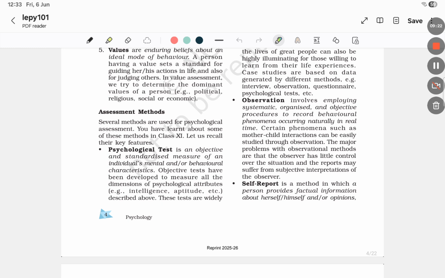And the second problem is that there are a lot of other factors that might affect whatever you want to observe. So let's say you want to observe the interaction of a mother with her child, and you have very little control of the other variables that might affect this interaction, right? So this was about observation. It involves employing systematic, organized and objective procedures to record behavioral phenomena that occur naturally in real time.